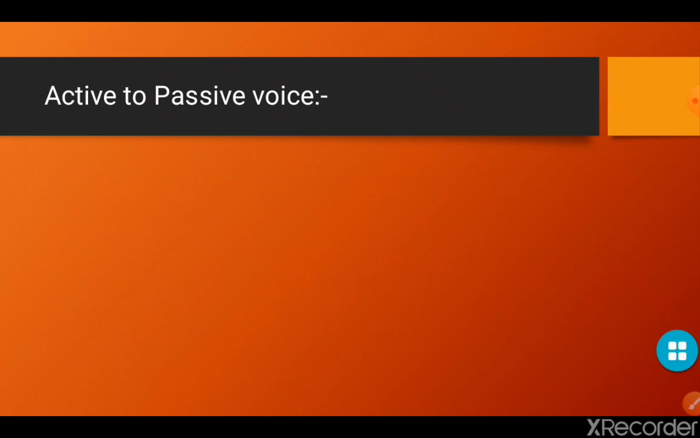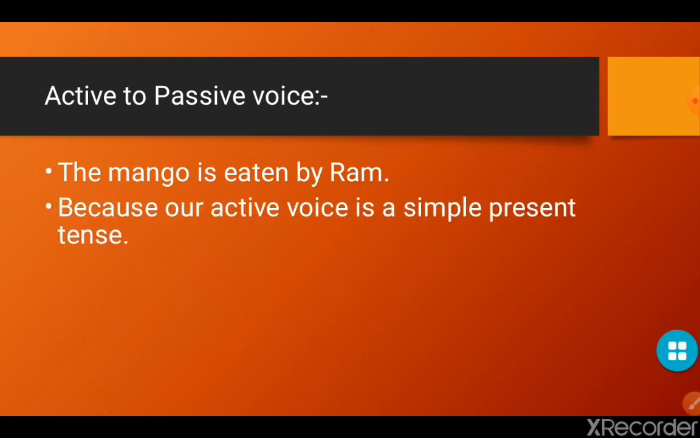Then let's see the object. Okay, so what may be the passive voice? The mango is eaten by Ram. What did I write? The mango is eaten by Ram. Why did I put is? Because our active voice is in simple present tense form.